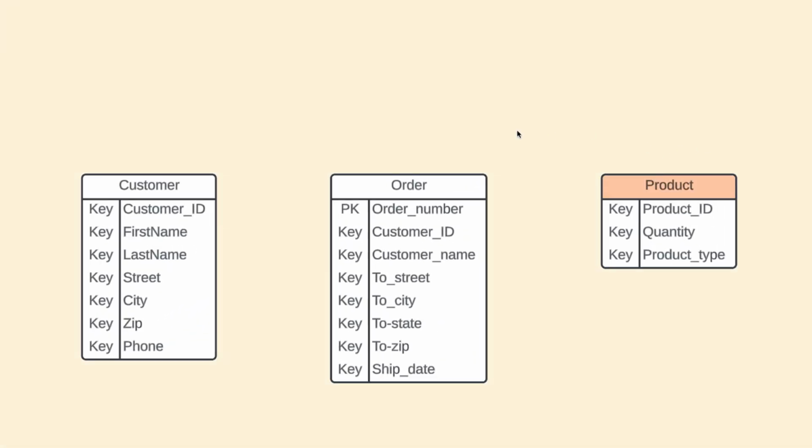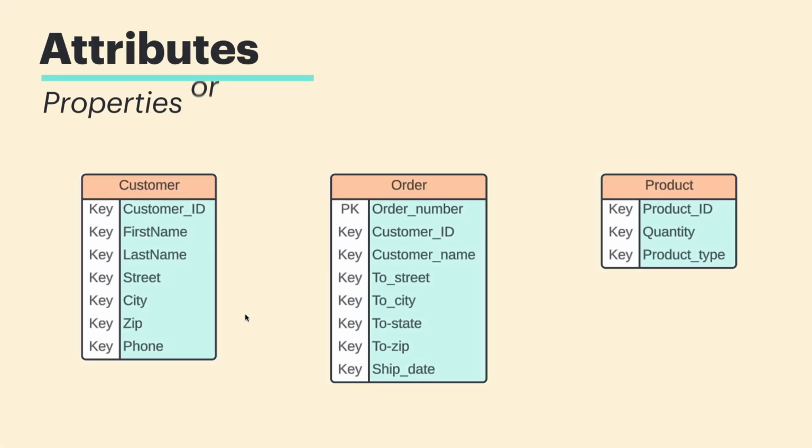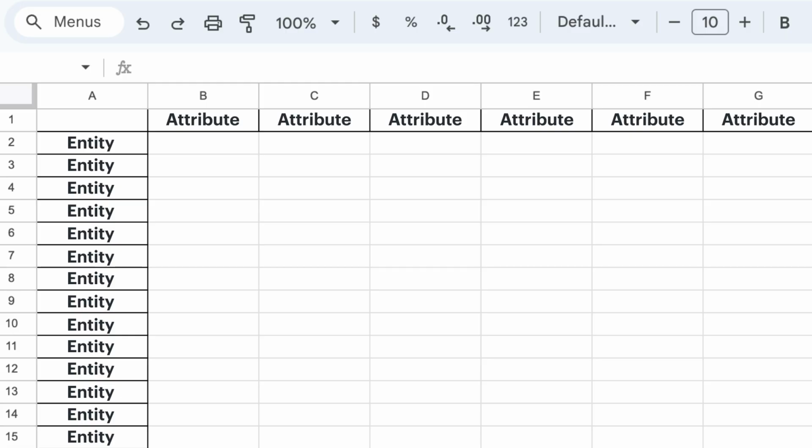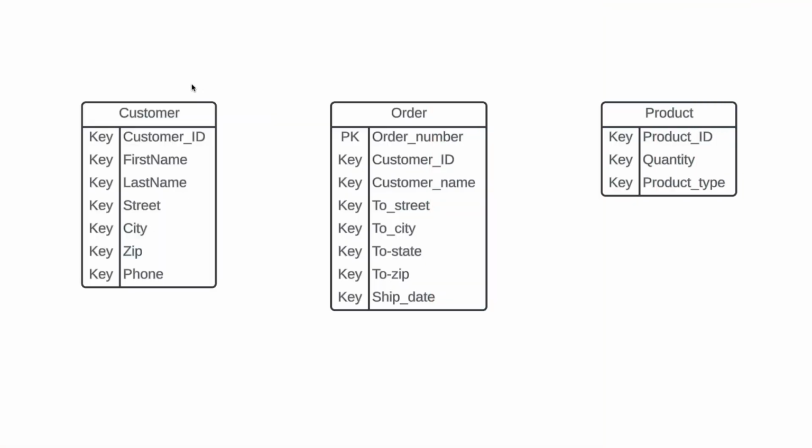Now, each of these entities will have attributes, which are properties or traits. In this case, under the customer entity, we have customer ID, first name, last name, street, city, zip, and phone. It's important to note that entities in your database will always be depicted as rows and that attributes will always be depicted as columns. And now that we have these different entities and attributes on the screen here, we can talk about the relationships that exist between them.